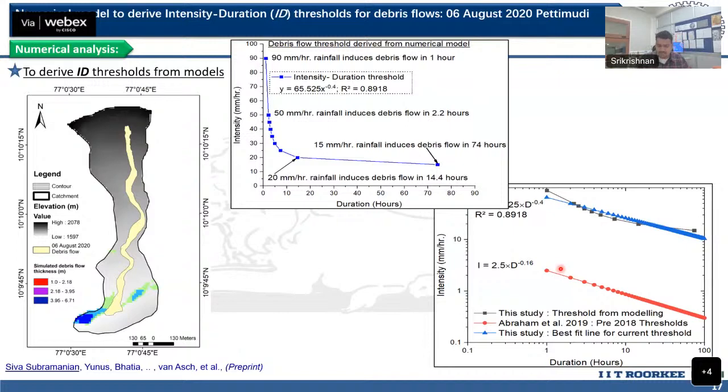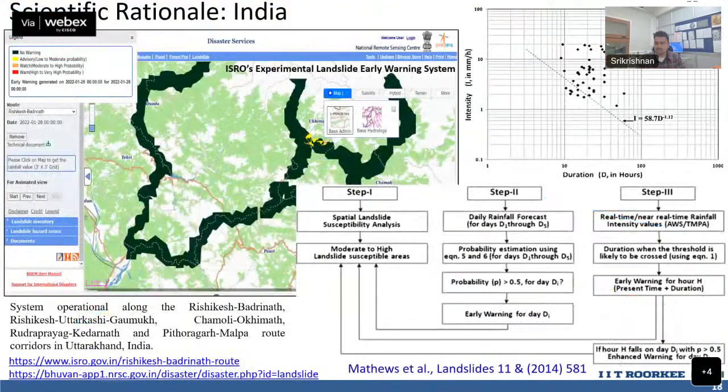And this is just a case study, because we did this study after the landslide occurrence, it was not done before. So how could we make use of these kinds of models to address the data gap of rainfall as well as the landslide event?